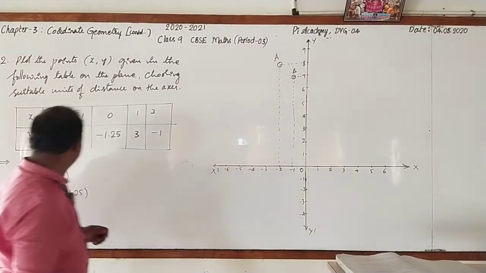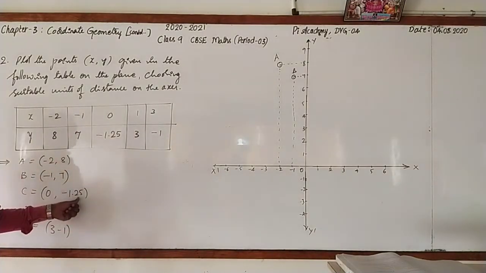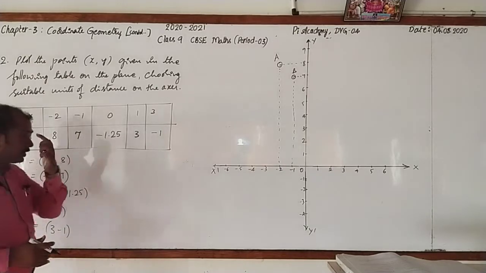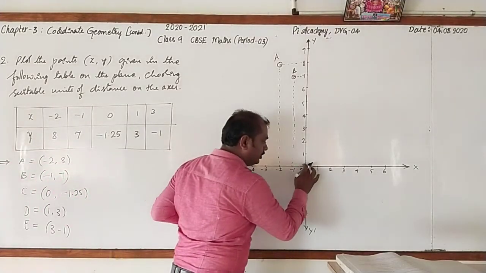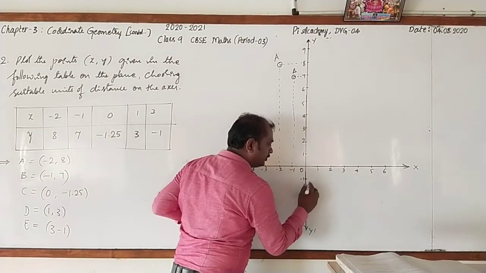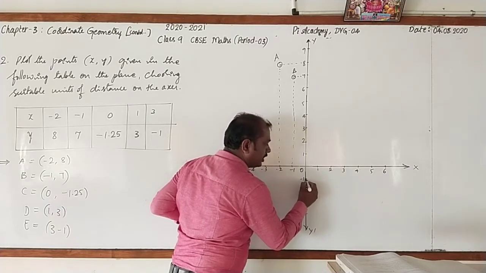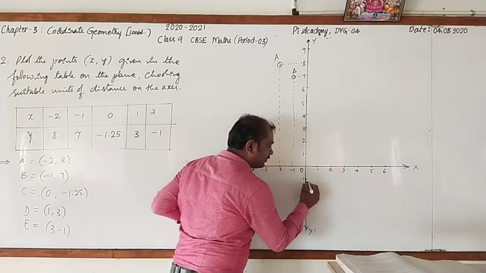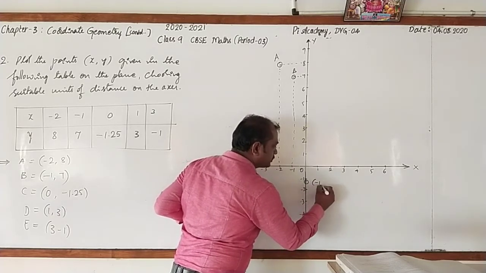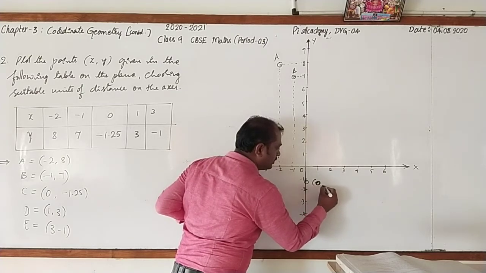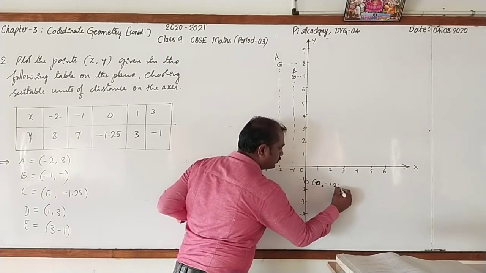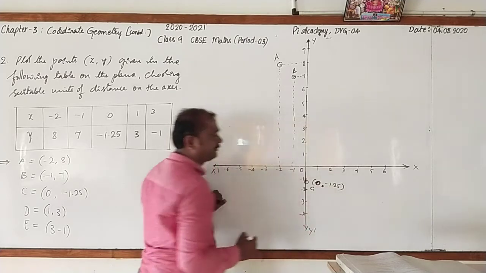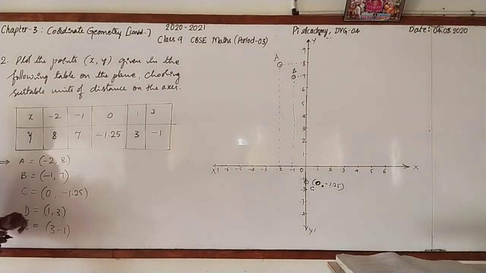Then C is (0, -1.25). That means the point lies on the y-axis, on the negative side of the y-axis. Look here. Here, halfway, is (0, -1.25). Nothing but point C. Next, D, (1, 3). Which quadrant does it lie in? Fourth quadrant. Is it? No, first quadrant. Why is it the first quadrant? Because both are positive.